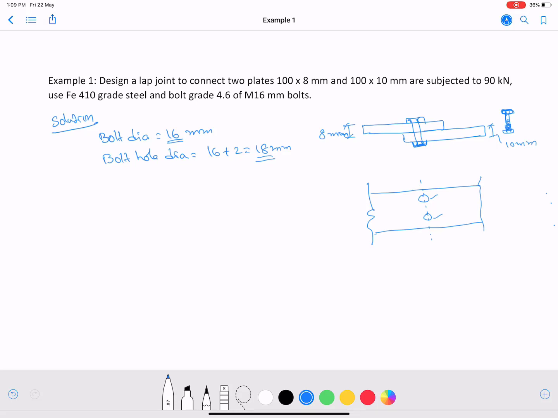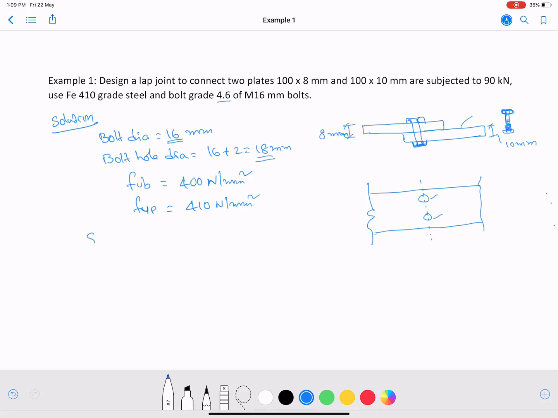Now for bolt grade 4.6, FUB is equal to the ultimate strength of the bolt, which is 400 Newton per mm square. Similarly, the FU of the plate, you can simply call it FU or FUP, just for naming. For the plate, the FU value is 410 Newton per mm square. Now we need to calculate the shear strength of the bolt.